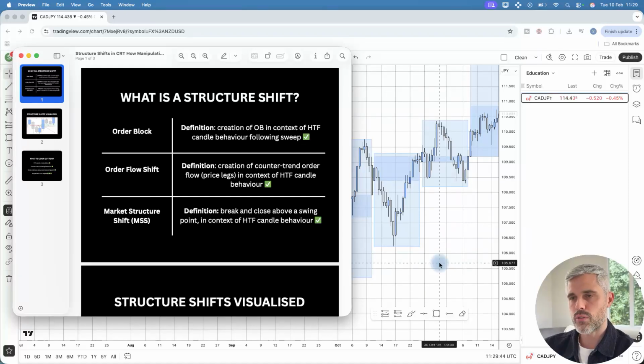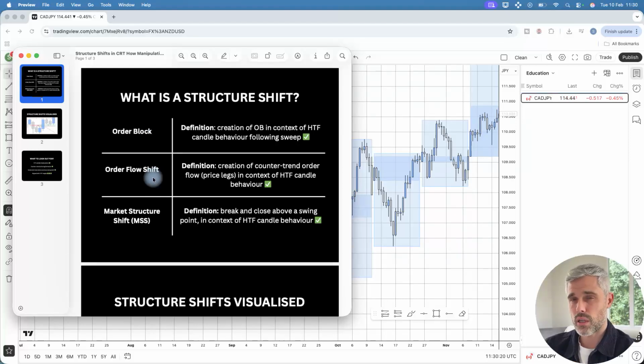So there are three types of structure shift that I'm happy to use when getting involved in a trade. But again, they all need to be in context of higher time frame manipulation and looking to distribute towards higher time frame targets in the market. So the first sign we're having a structure shift is the formation of an order block in favor of our trade. So we've seen manipulation, we have an opposing order block, which we can use as the first creation of demand or supply in the market that will drive price towards that higher time frame target.